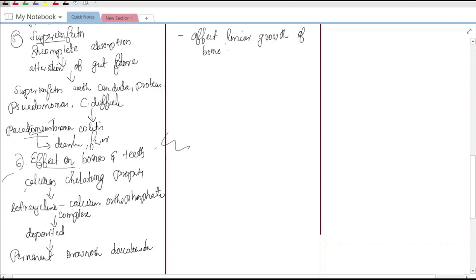Another side effect, the seventh side effect of tetracycline, is increased intracranial pressure. And the eighth side effect is hypersensitivity reactions like skin rashes, fever, exfoliative dermatitis, etc. Cross sensitivity reaction is also common. This is about the adverse effects of this drug.